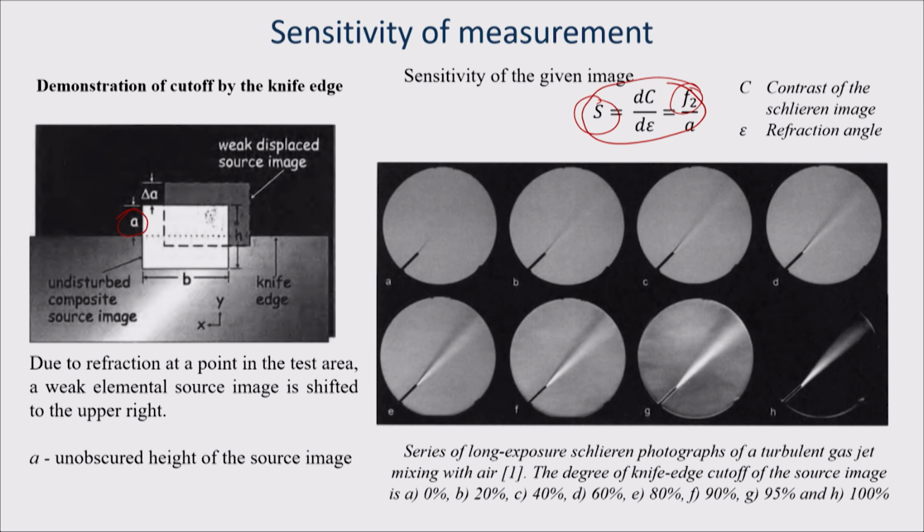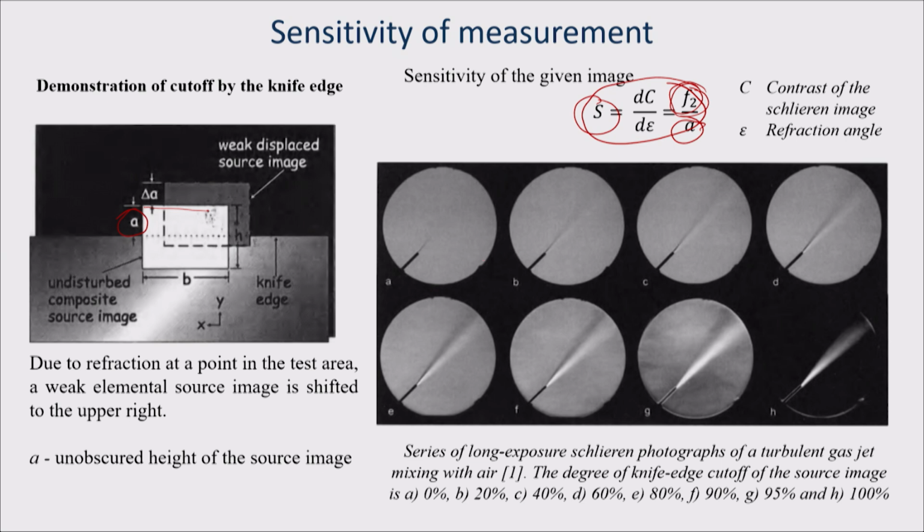If A is small, the sensitivity will increase. That is the difference. A is this distance, so if you block more than half, or closer to completely, the sensitivity will become good. Or you can use large focal length mirrors. So these are the two things you can keep in mind.